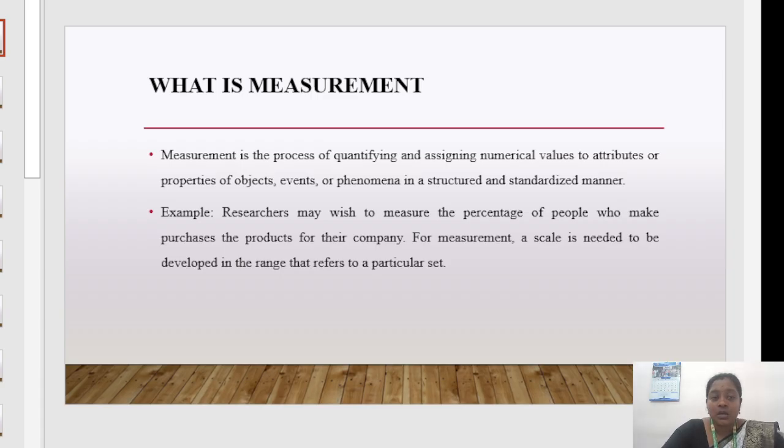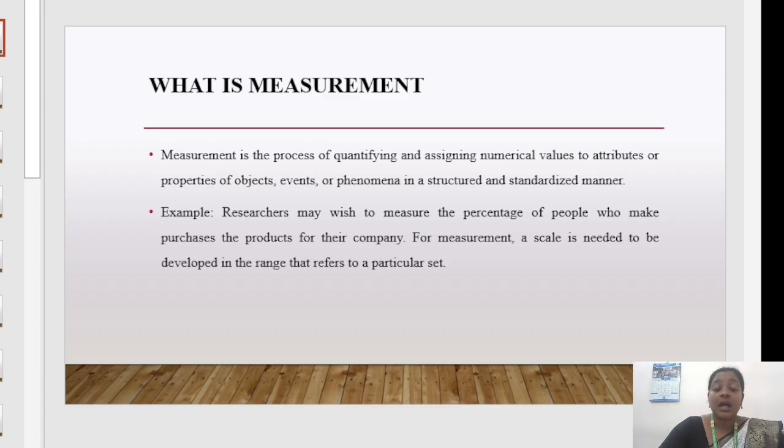So what is measurement? Measurement is the process of quantifying and assigning numerical values to attributes of people, objects, events or phenomena in a structured and standardized manner. Simply, measurement and scaling are among the most important aspects of research methodology because they enable researchers to convert abstract concepts, ideas, attitudes, perceptions, and behaviors into numerical values that can be analyzed scientifically.